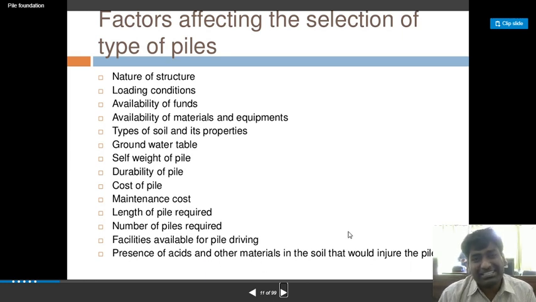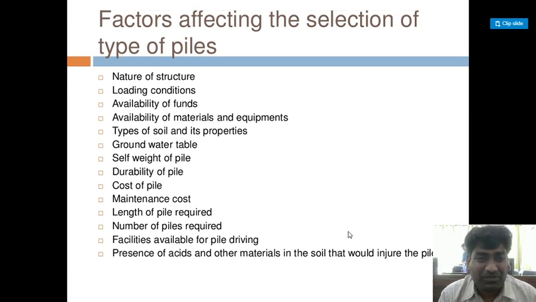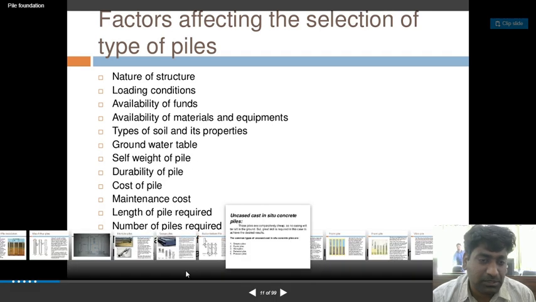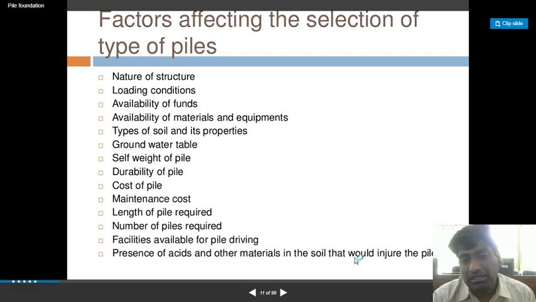So once again I am discussing the factors affecting the selection of the types of pile. Try to recall them: nature of the structure, loading condition, availability of funds, availability of the material and equipment, types of soil and its properties, groundwater table, self weight of the pile, durability of the pile, cost of the pile, maintenance cost, length of the pile required, number of piles required, facilities available for pile driving, presence of acids and other minerals which are chemically reactive in the soil that would injure the pile. So these are the factors which affect the selection of type of piles.